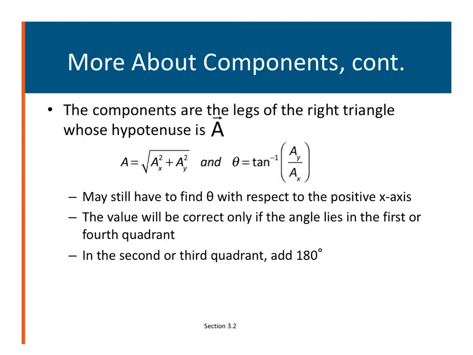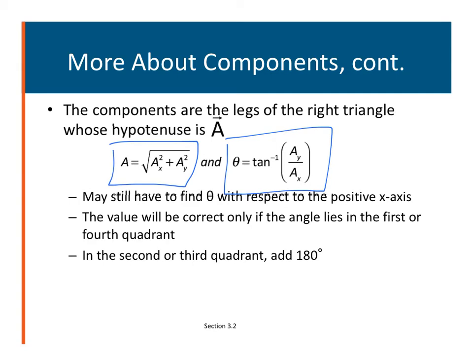A few final relationships between the components and the vector is that we can use Pythagorean theorem to find the vector from its components by squaring the two components, adding them together, and taking the square root, which, like I said, is just the Pythagorean theorem of finding the hypotenuse of a triangle. And we can find the angle of orientation by using arctangent of the y component over the x component.